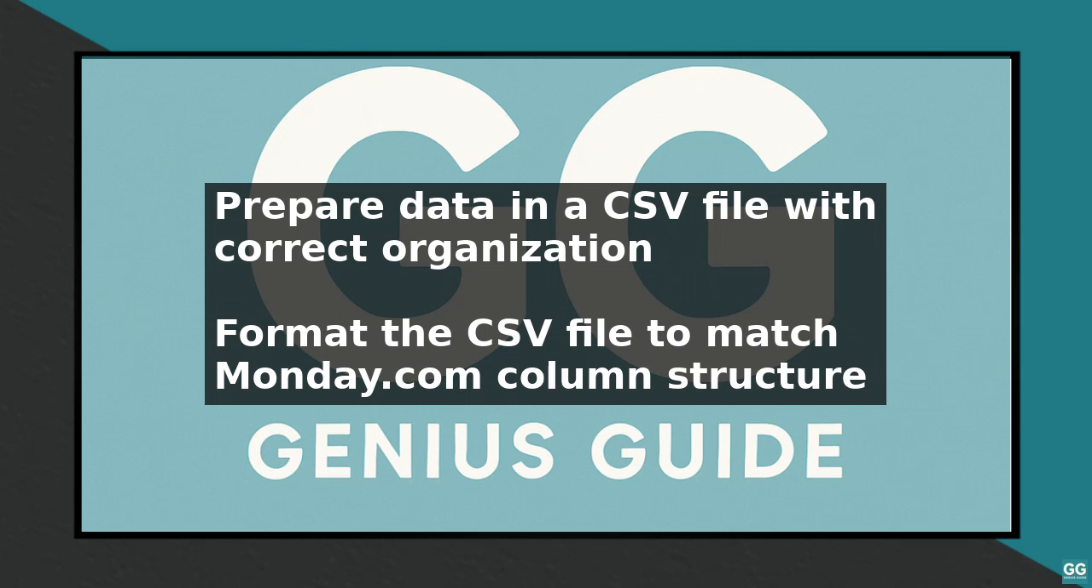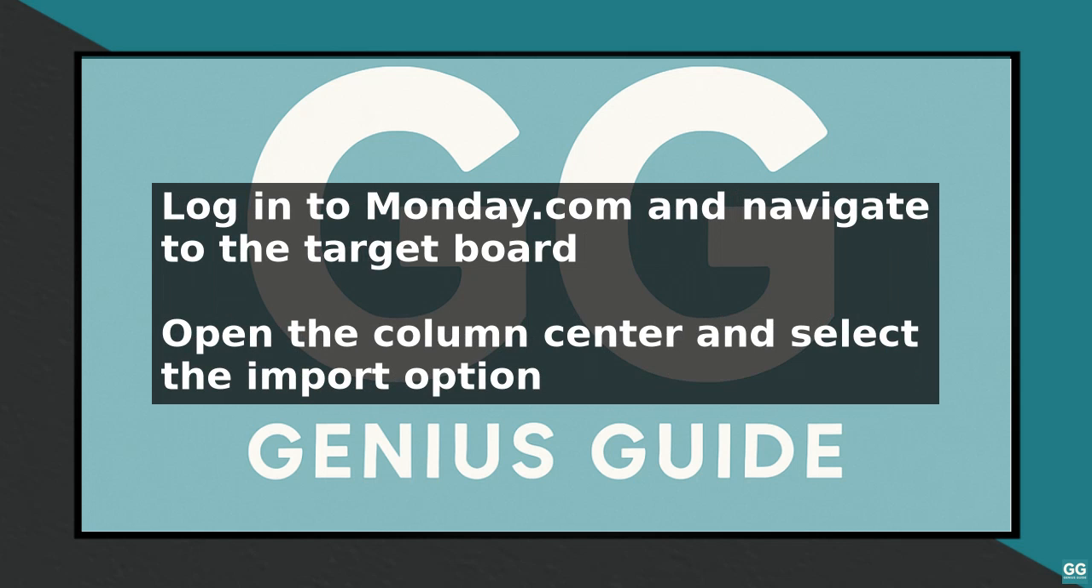Click on the plus sign at the top right corner of the board to open the column center. Then select the import option. Choose the CSV file you prepared earlier and select the columns you want to import.